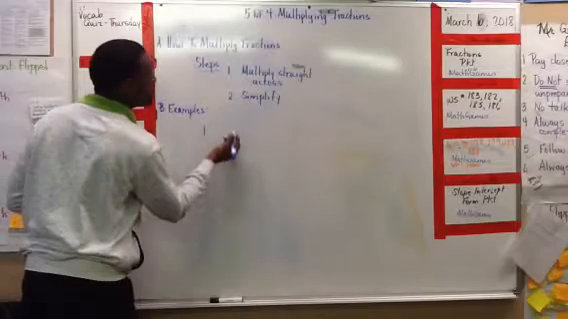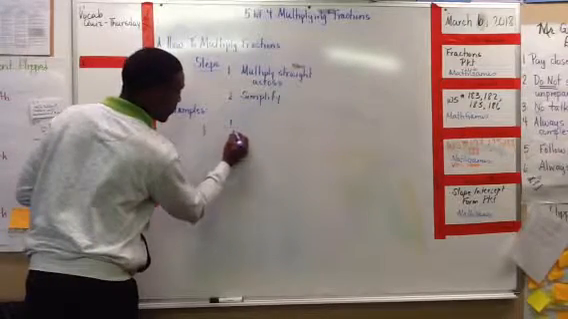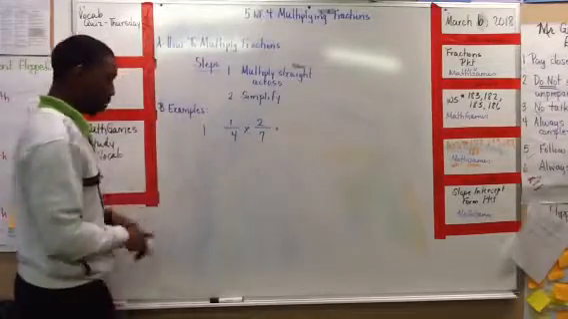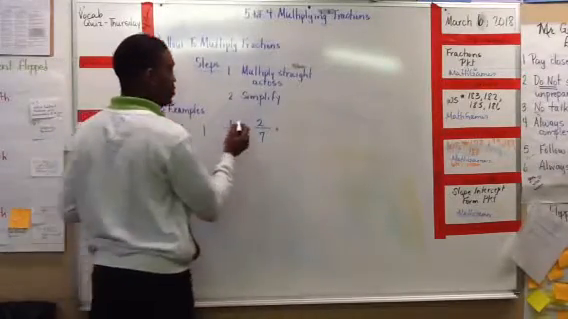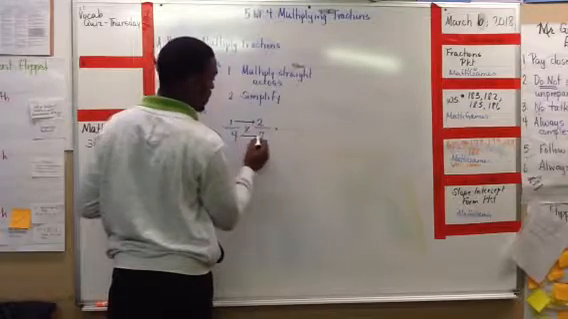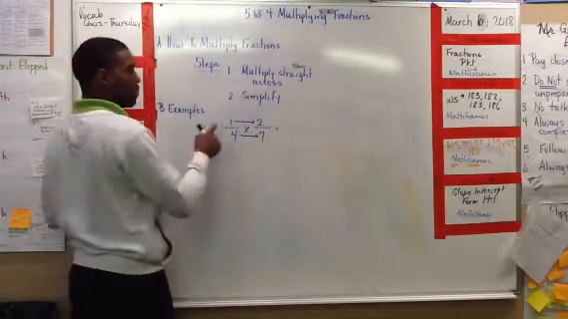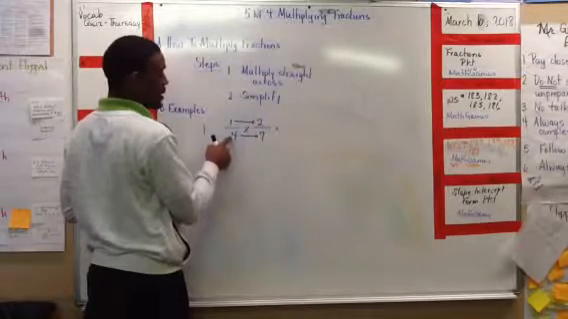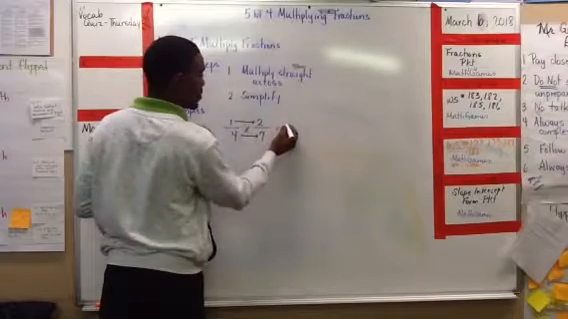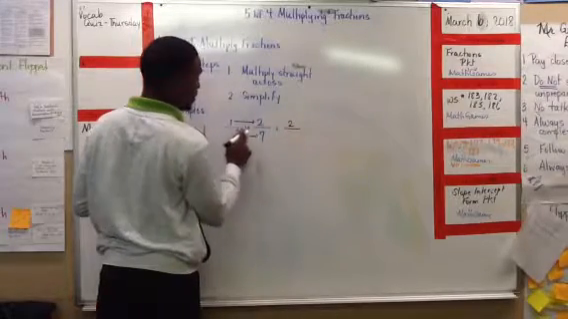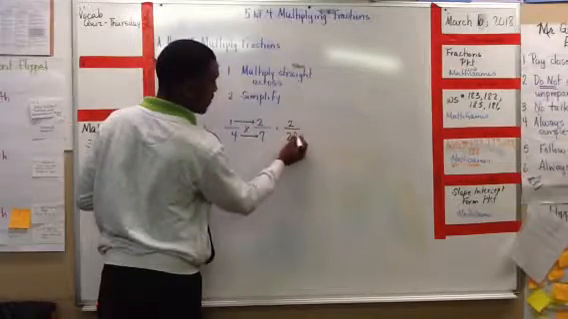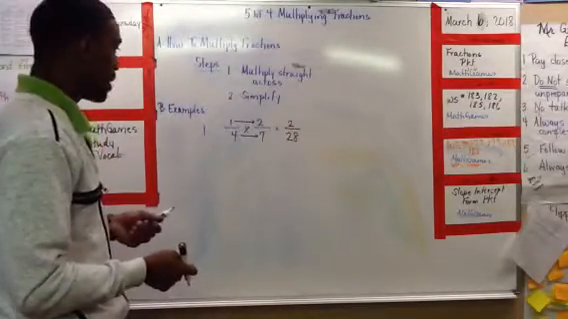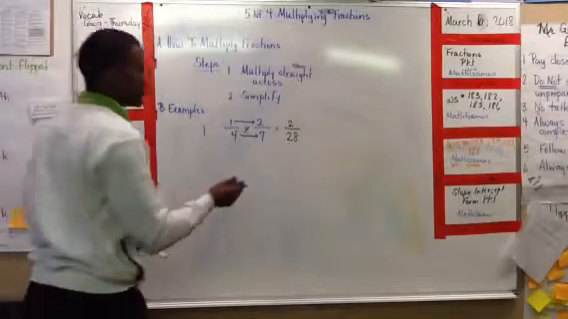If I give you 1/4 times 2/7. Step 1 says to multiply straight across. Do not confuse multiplying straight across with cross multiplying. Multiply straight across requires me to multiply the numerator times the numerator and the denominator times the denominator. 1 times 2 is 2. 4 times 7 is 28. Now if you're having trouble coming up with an answer, it's probably because you're not proficient in your multiplication facts.